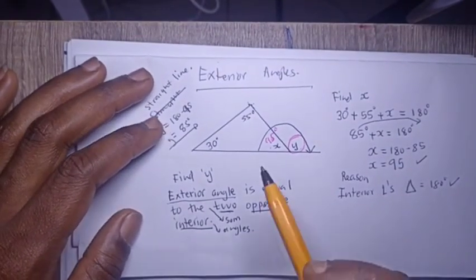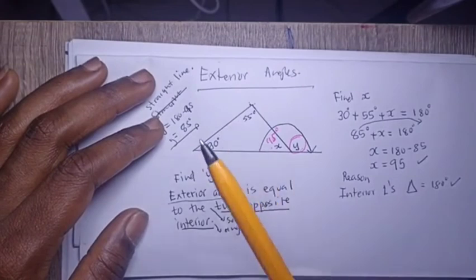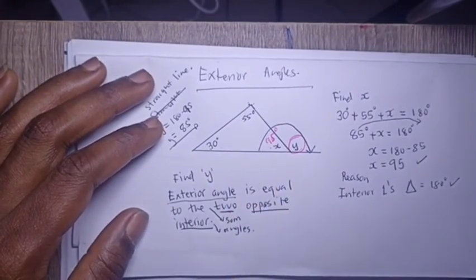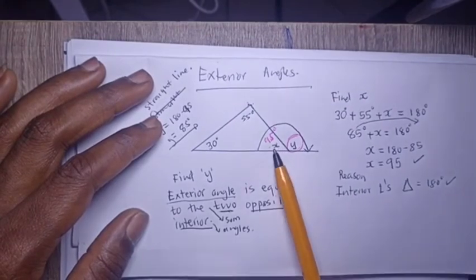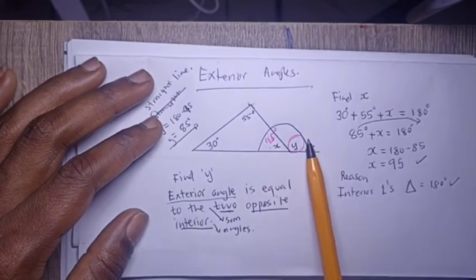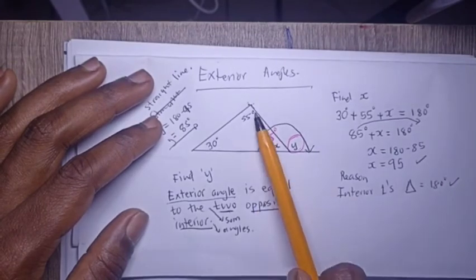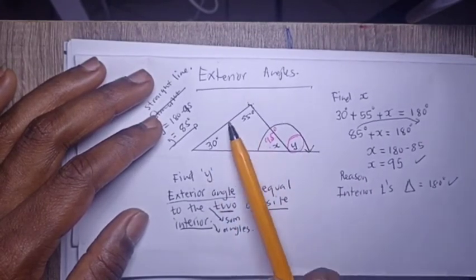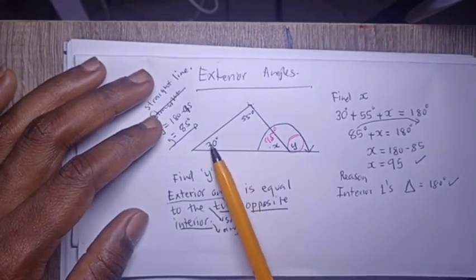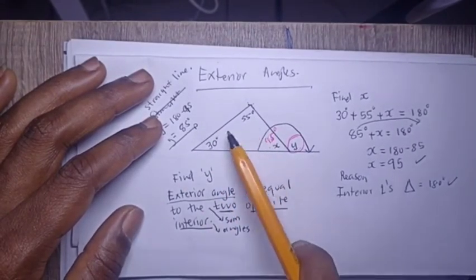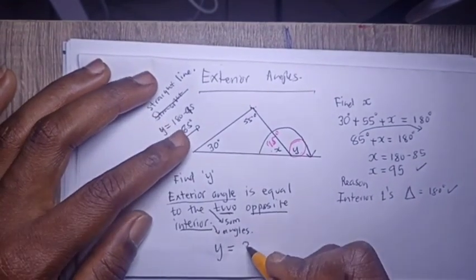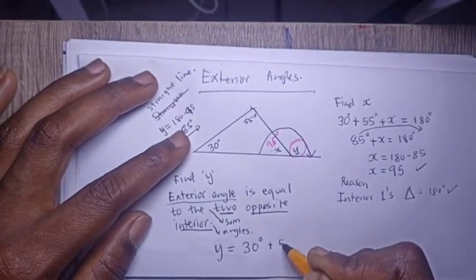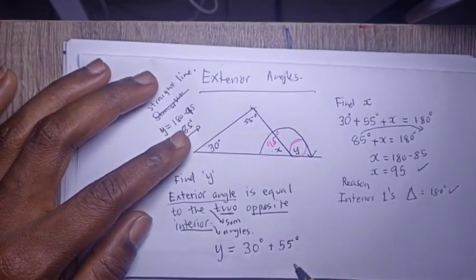So the sum of two opposite angles. Which two angles inside are opposite? We're not going to take the one that is adjacent to it, the one that is next to it. We're going to take the ones that are opposite to it, the other two angles. So we're going to say Y is actually how much? 30 plus 55.